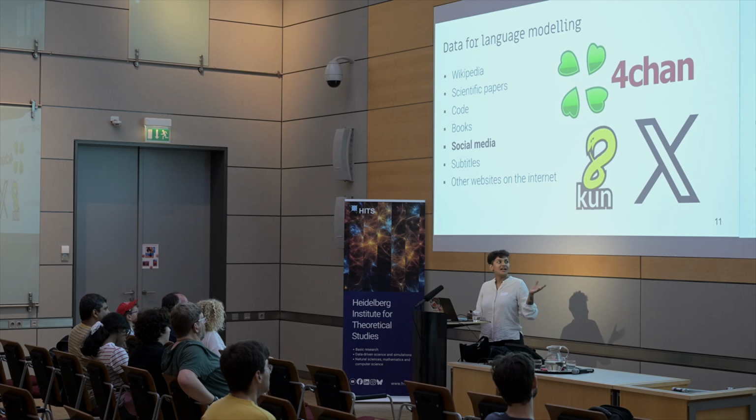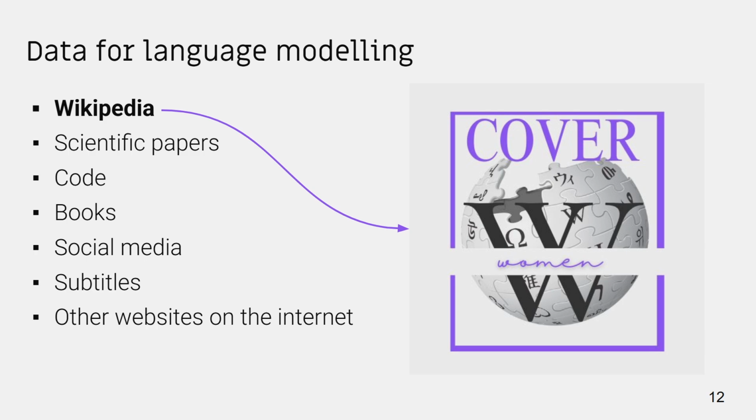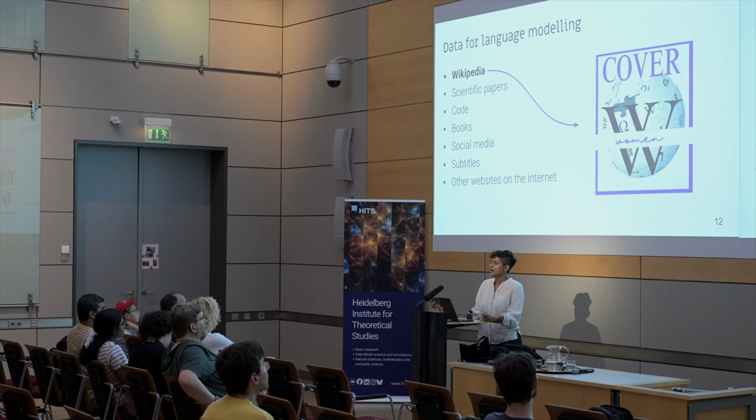And at a glance, you might think that Wikipedia is perhaps one of the best options for data of this list here. But it turns out Wikipedia also has some issues. So here I have a picture of the Cover Women project, which studies gender and racial biases on Wikipedia. And their work shows that women are very underrepresented in Wikipedia articles, as well as among editors of Wikipedia. And this re-invisibilizes women's contributions to various fields.